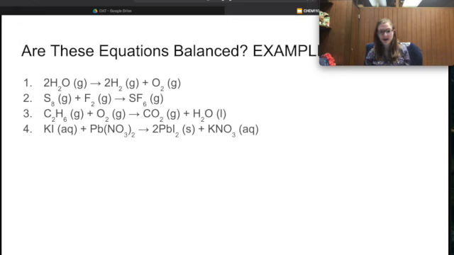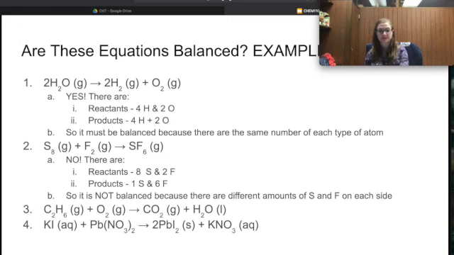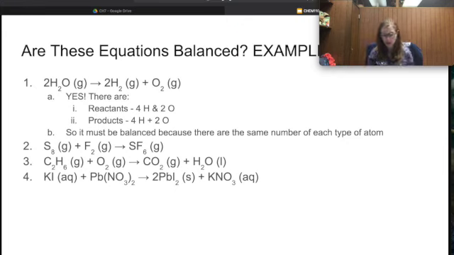Okay, let's go ahead and look at the second one. I'm going to write down and make my lists first and determine what kinds of atoms I have, then I'll count them. So here I have sulfur gas reacting with fluorine gas to make sulfur hexafluoride. So in this case, we have sulfur and fluorine in our reactants, and I only see sulfur and fluorine in my products. So now I need to count them up and determine if this follows that law of conservation of mass because it has the same number of atoms on the left-hand side as it does on the right-hand side.